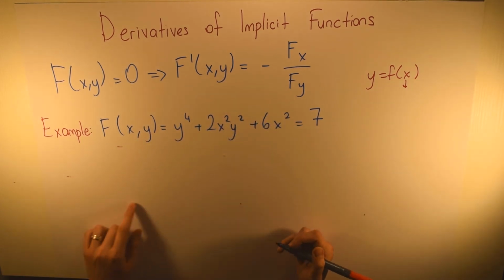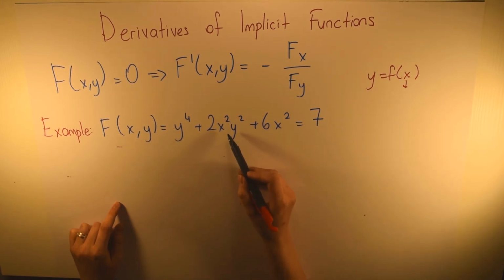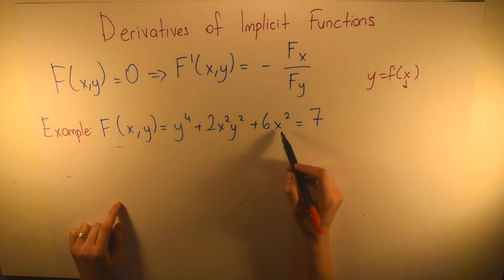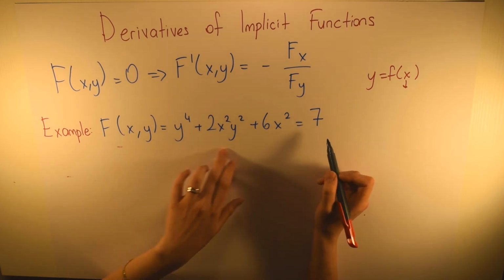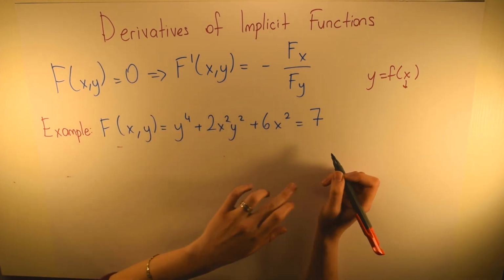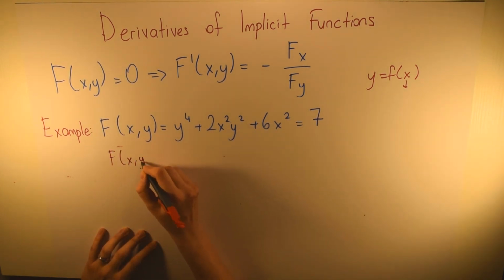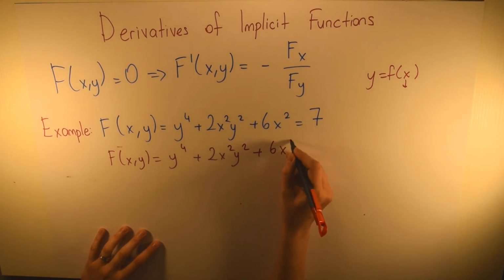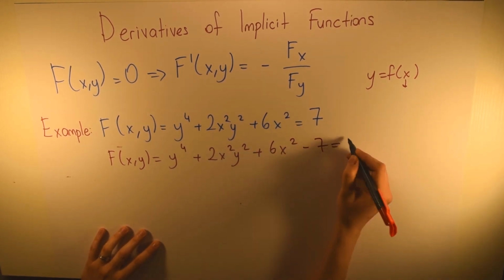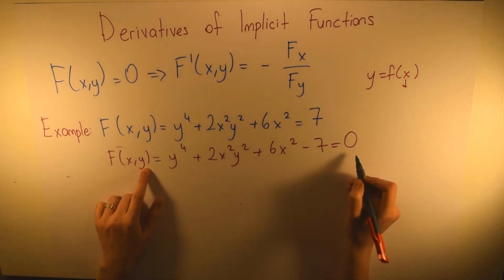Let's look at this example. Here we have f(x,y) = y^4 + 2x²y² + 6x² = 7. First, you need to make this equal to 0. So let's put the 7 to the other side. So f(x,y) = y^4 + 2x²y² + 6x² - 7 = 0. First it has to be equal to 0.